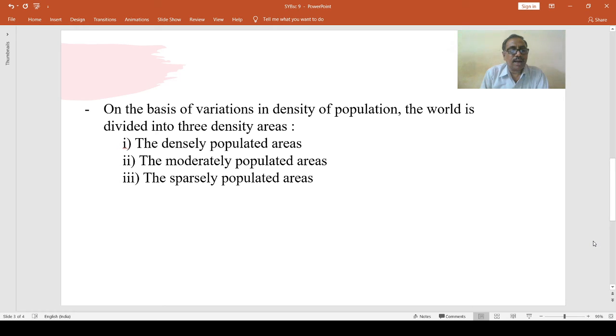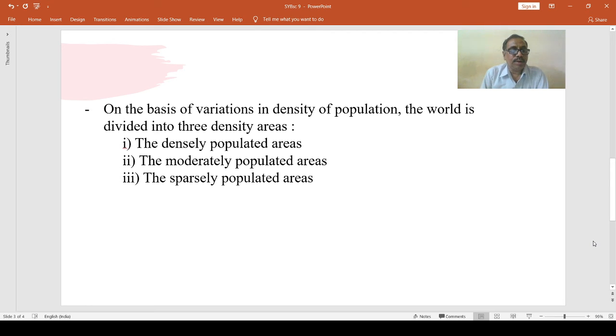The deserts are almost uninhabited or sparsely populated by nomadic hunters, gatherers, etc. For example, Bushmen of Kalahari, Bedouins of Arab.